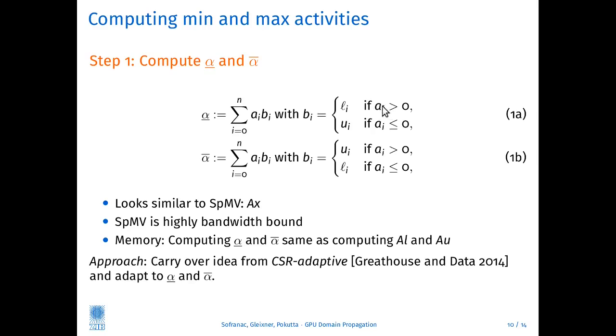If the coefficient a_i is greater than 0, then the lower bound will be used in the computation of the minimum activity, and the upper bound will be used in the computation of the maximum activity. Likewise, if a coefficient is smaller than 0, then the upper bound is used for the computation of the minimum activity, and the lower bound is used for the computation of the maximum activity. So to compute activities, we have to access the coefficients and the vector of lower and upper bounds exactly once. This is exactly the same as if we were computing a matrix vector product of a matrix A with two right-hand side vectors.